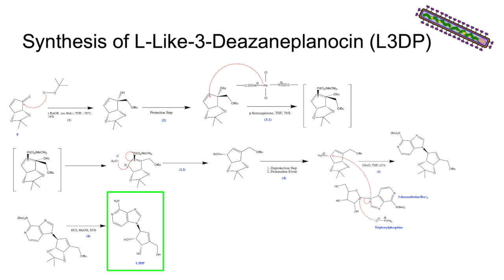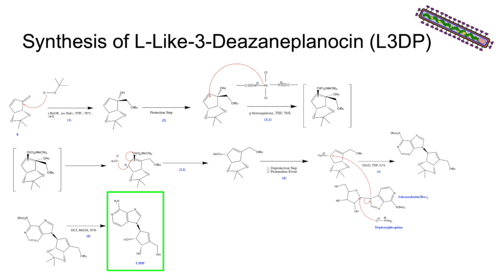The Ebola virus hides itself from the human immune system. As a consequence, the virus replicates exponentially before the immune system can mount an attack against it. Since so little is known about Ebola's mechanism of action, researchers have turned their attention to broad-spectrum antiviral agents. One such potential drug is L-like 3-deazaneplanocin, or L3-DP. The synthesis of L3-DP proceeds via several steps from a simple precursor.